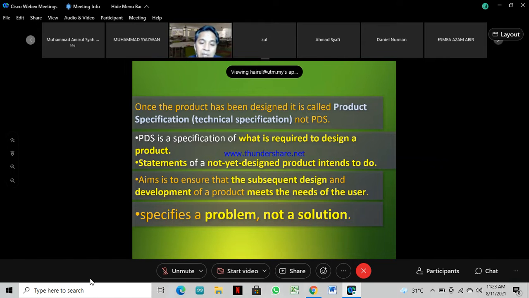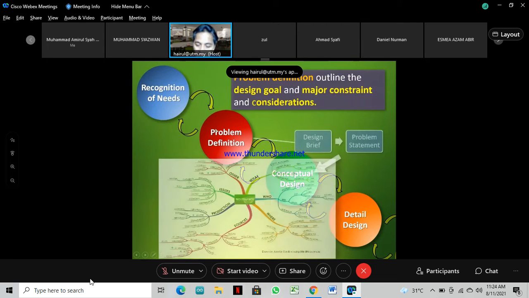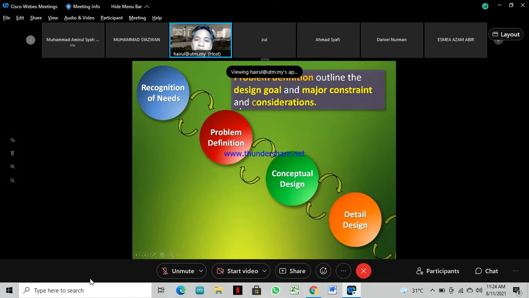Okay, in the PDF, we specify the problem. We do not put a solution. Do not put a solution. Okay, you go to design. For problem definition, you do mind mapping and you define. It is only problem definition, and it defines the outline of the design goal.